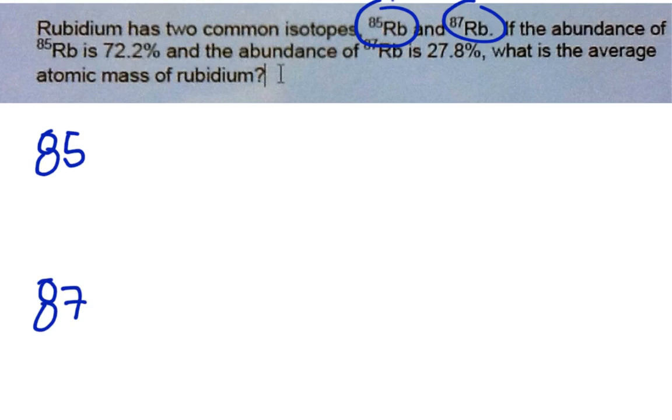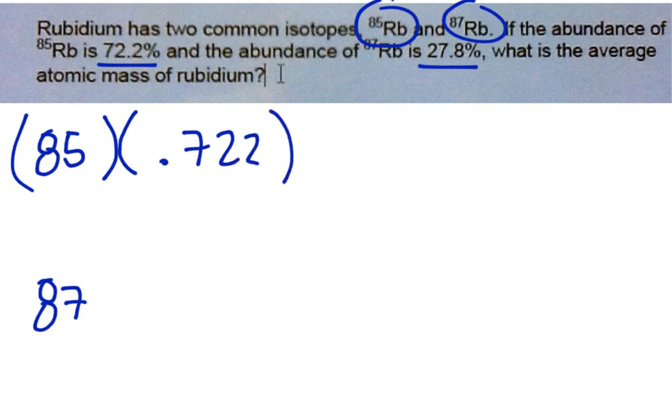To solve this problem, what we're going to have to do is multiply each of these by their percent abundance. The percent abundance is the amount of each of these things found in nature. So if I were to grab a handful of rubidium, 72.2% of all the atoms that I grabbed would have a mass of 85 AMU. We're going to multiply that 85 AMU by 0.722, the percent written as a decimal. We're going to multiply the 87 AMU for the secondary isotope by 0.278.